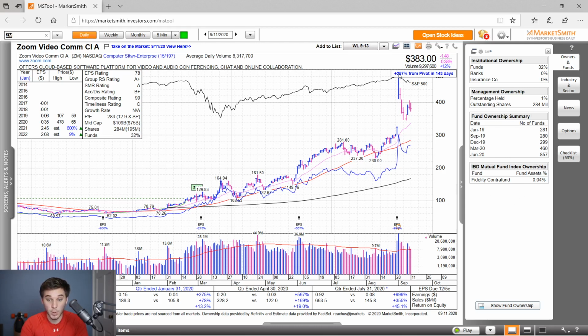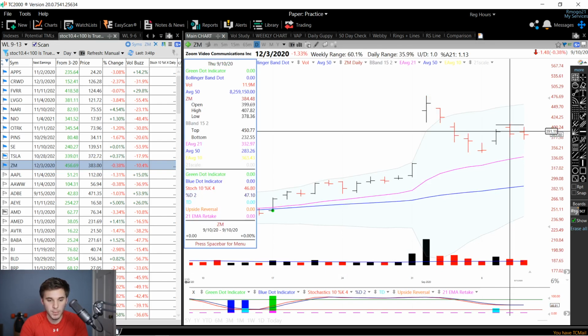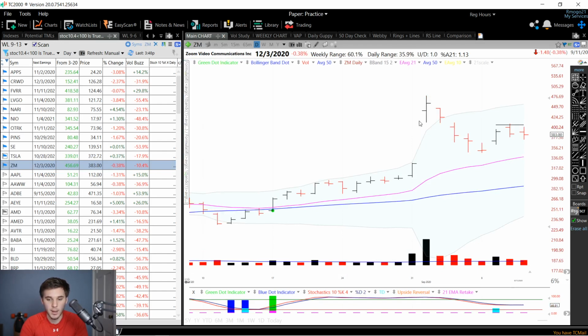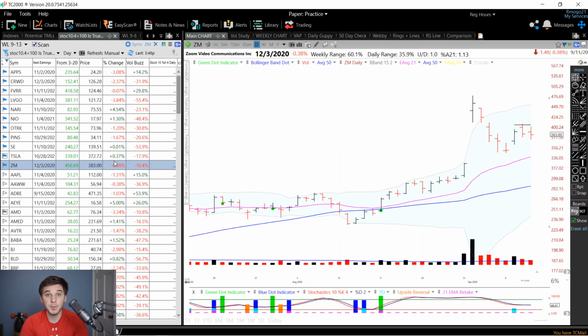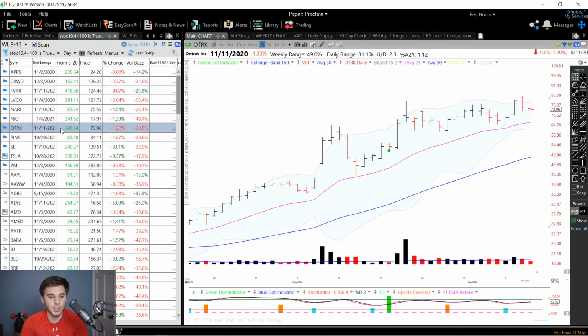And as for the chart, you can see it's pulled back very sharply from its huge earnings gap up, but so far it's holding above that 21 EMA and actually found support at the 10 EMA as well. So as for the entry setup, I want to see a green dot early next week, and you could also add as it breaks above the 407.82 pivot that was set this past Thursday. So that's my plan for Zoom, and overall my top 3 subs this week are APPS, Fiverr, and also OTRK.